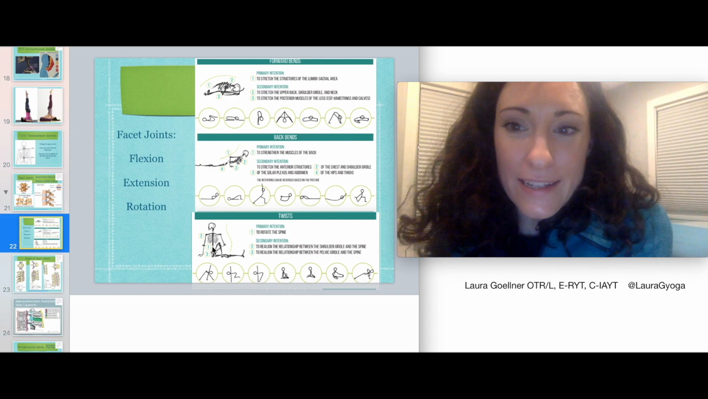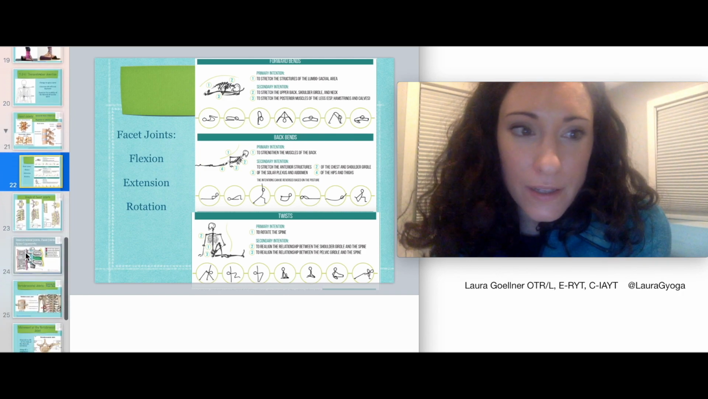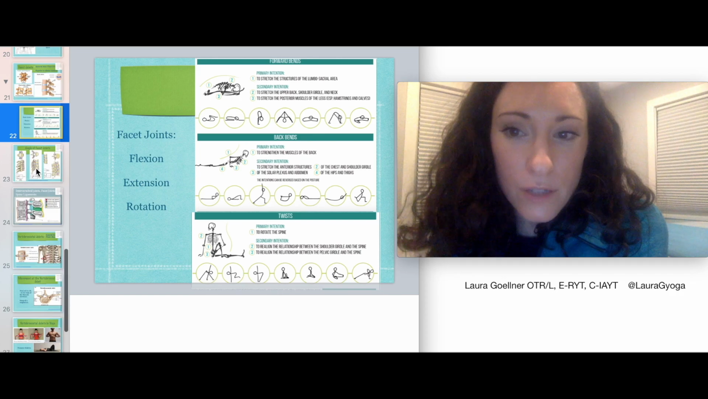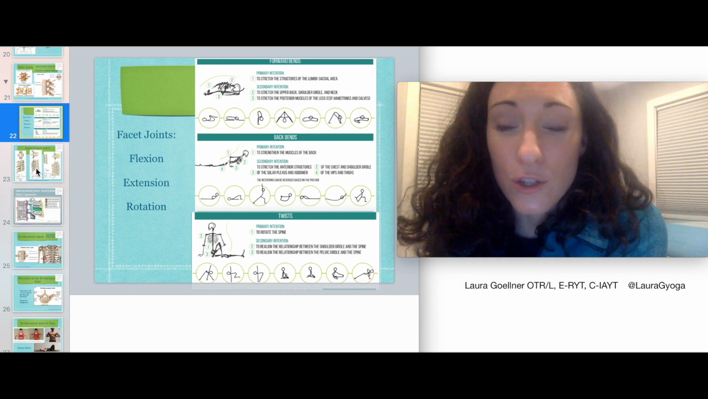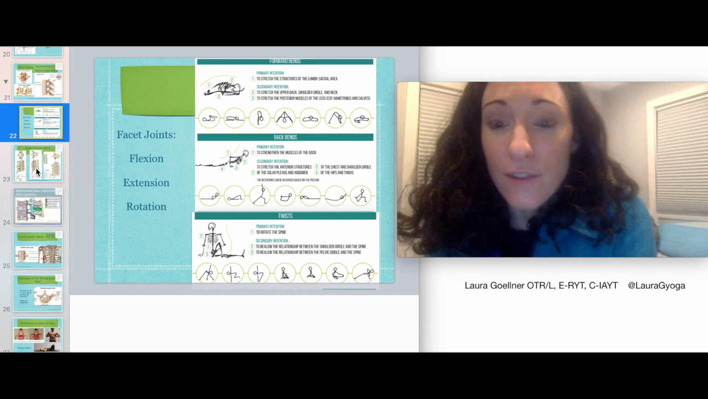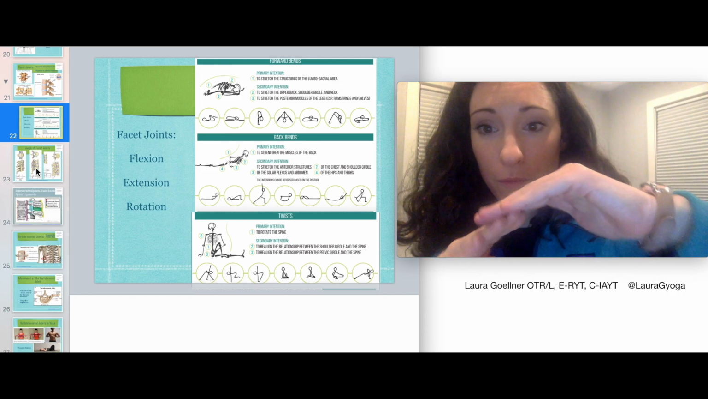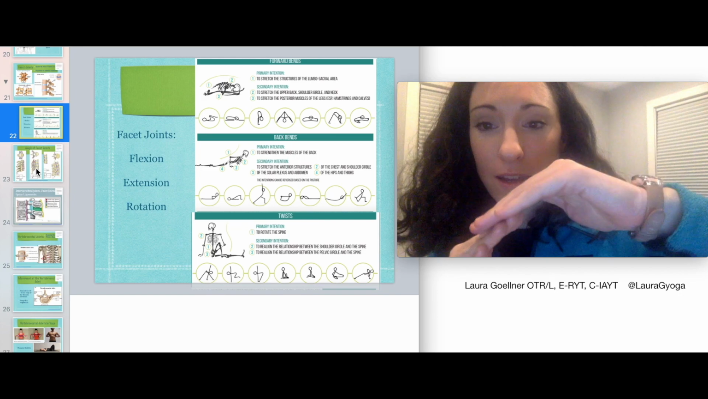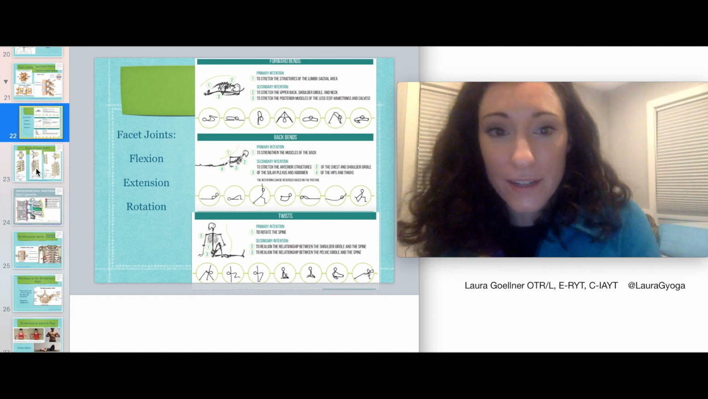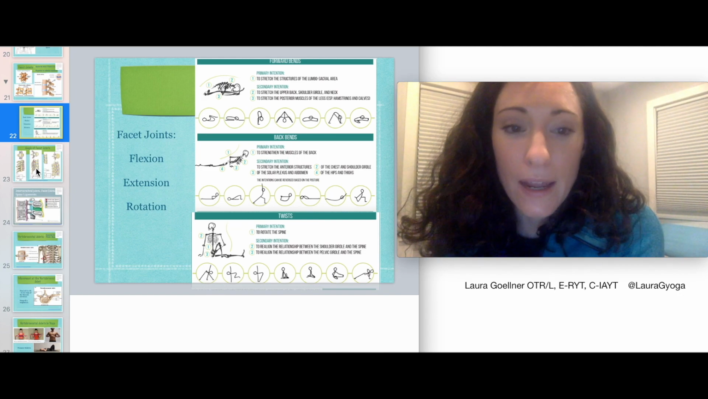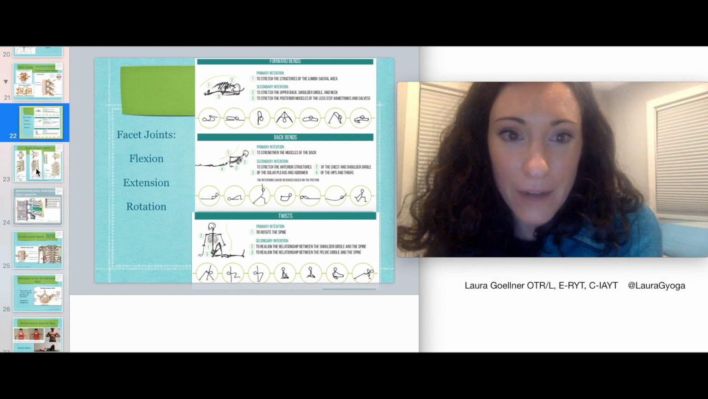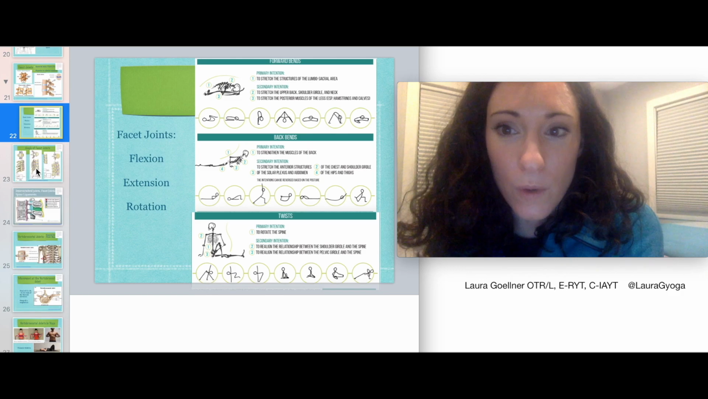Coming back to that idea that the movement available to us is not just about what our muscles can do, it has a lot to do with the shape of our bones. And for the facet joints, there can be different angles to them, right? So the way that the vertebrae are interacting with each other is going to determine how much rotation you're going to be able to have, how much you're going to be able to back bend, how much you're going to be able to forward bend.